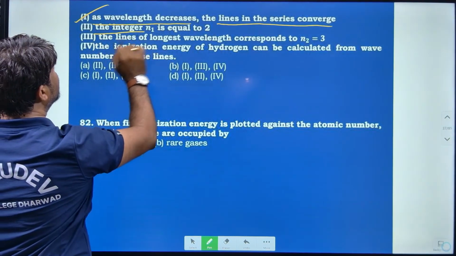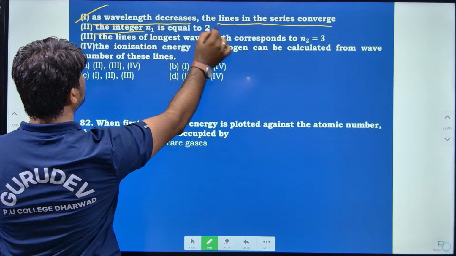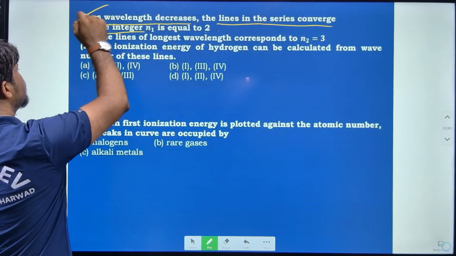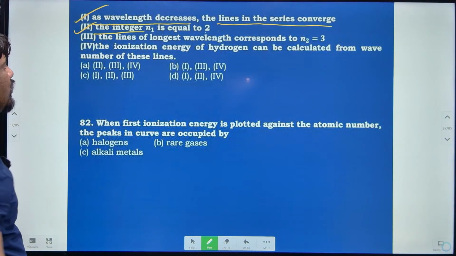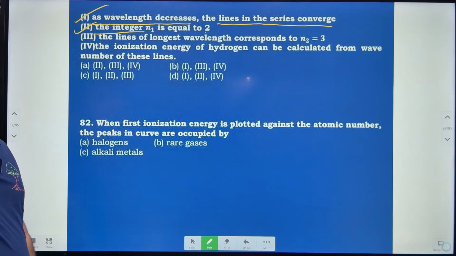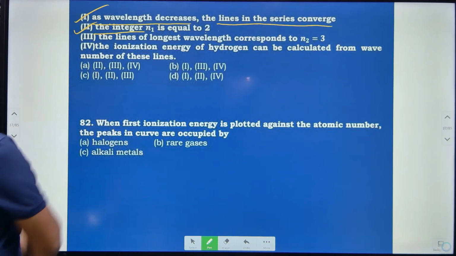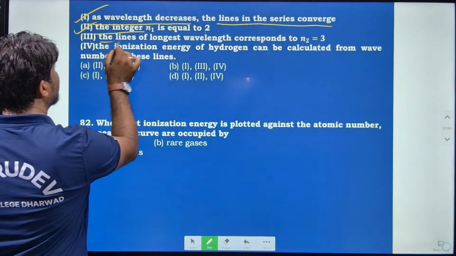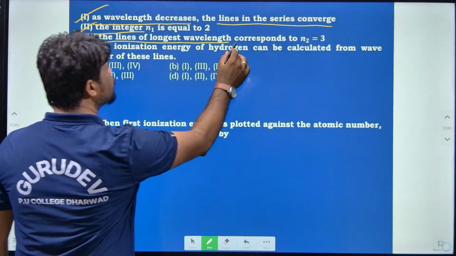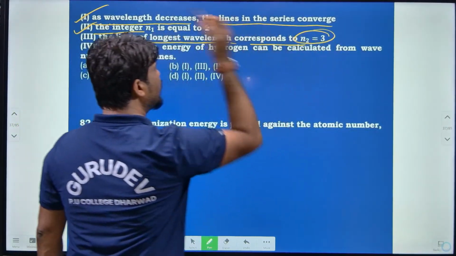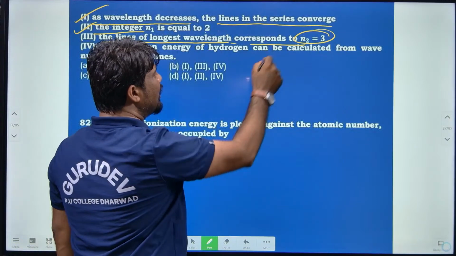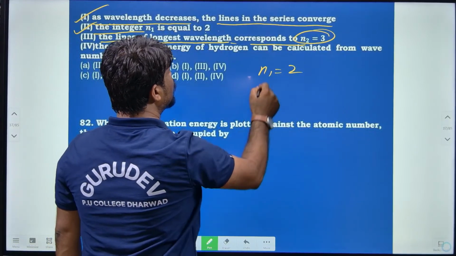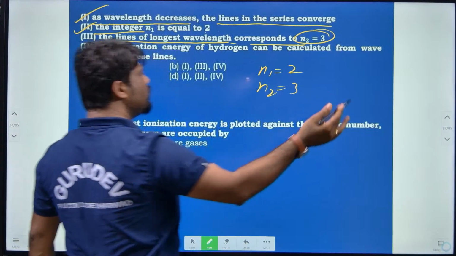The integer n1 is equal to 2 in the Balmer series. Of course, in the Balmer series, n1 is equal to 2 and n2 is equal to 3, 4, 5 up to infinity. Yes, statement 2 is also correct. The line of largest wavelength corresponds to n2 equal to 3. Yes, obviously correct. For the Lyman series, n1 would be 1.